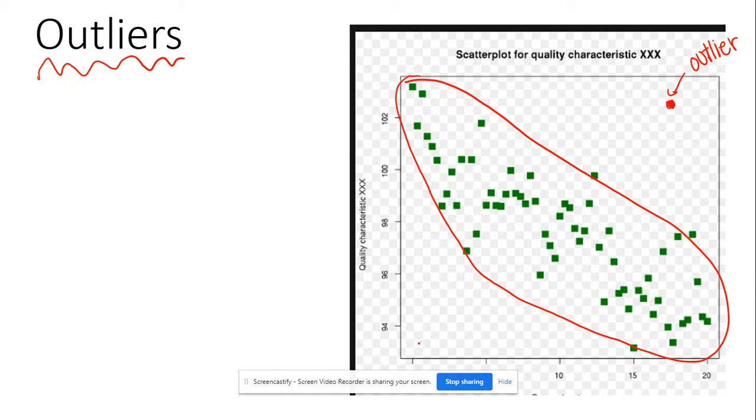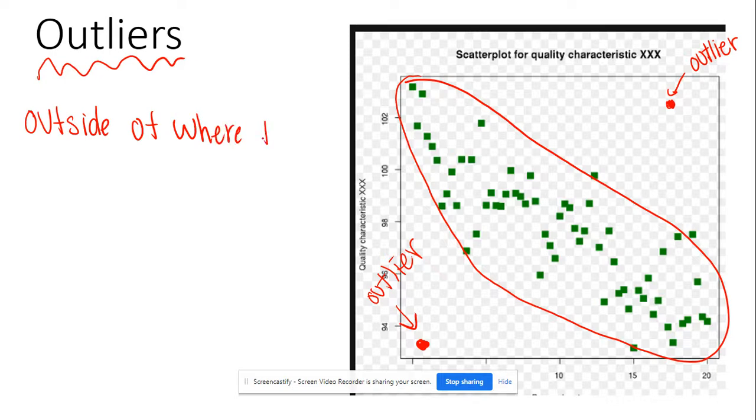And same over here. I could add one over here. This would also be an outlier. Again, an outlier is outside of where the data lies. So let's look at some examples.